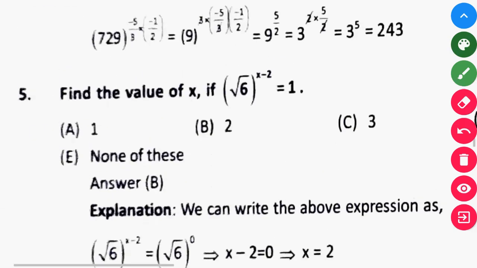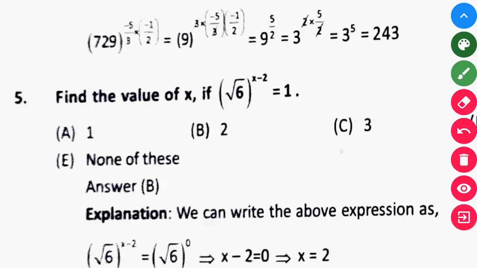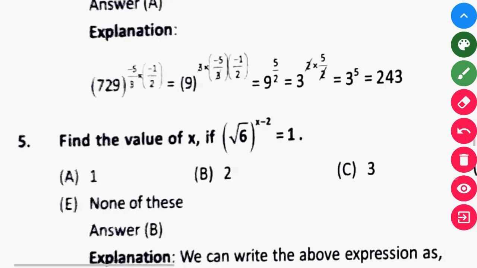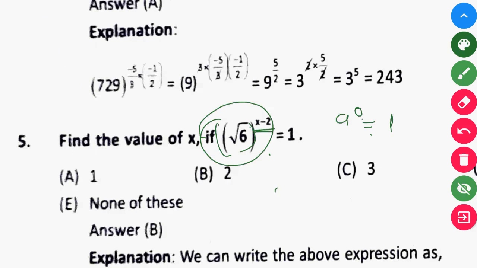Okay, now the next is this equation is equal to 1 and we have to find the value of x. Now see, a raised to 0 is equal to 1. If this equation is equal to 1, then the power of this a is equal to 0. So x minus 2 is equal to 0, so x is equal to 2. Okay, it is that simple.